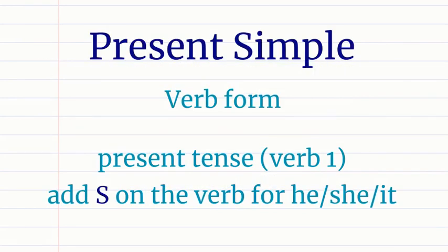For the present simple tense, the verb is present tense, or verb 1 as some people call it. Verb 1 is the bare infinitive, which is the verb without to. However, for third person singular, which is he, she and it, we have to put an S on the end.